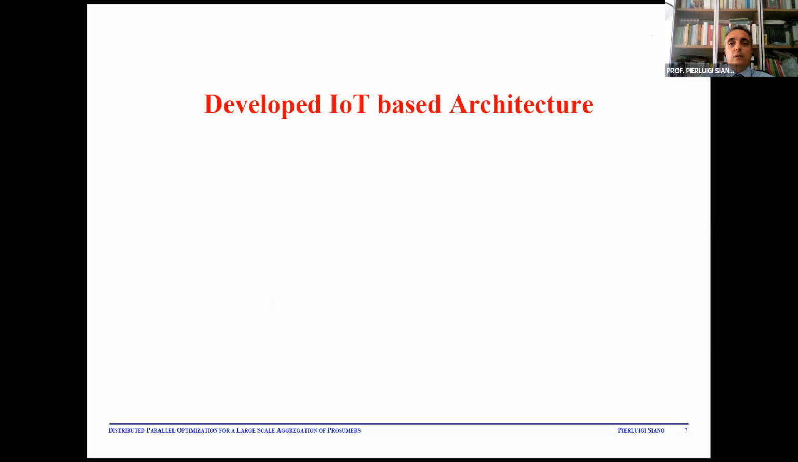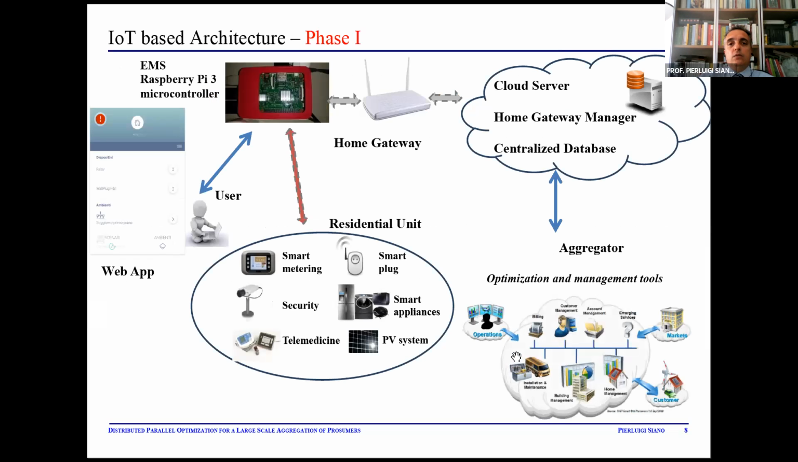Considering this new model, we have developed in collaboration with an Italian company an Internet of Things based architecture for an energy community or an aggregator, in which each residential unit is connected to a gateway. This is controlled by an energy management system that has been implemented on a modified version of a Raspberry Pi 3 microcontroller, and is in communication with the energy community manager or the aggregator by means of an interconnection layer consisting of a cloud server, a home gateway manager, and a centralized database.